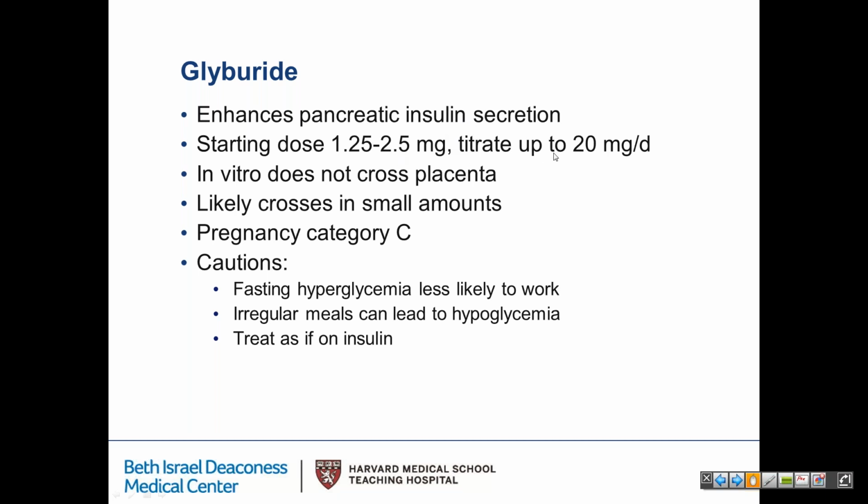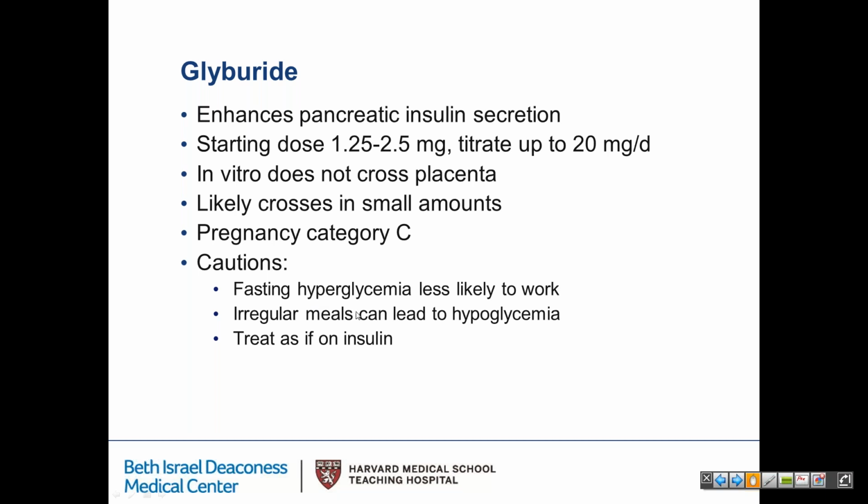These are the starting doses and that's the max dose. In vitro, it doesn't cross the placenta, but in vivo, it may cross in small amounts, and more recent data has suggested even as much as 70% crosses the placenta. So it's considered a category C, and I think there are a lot of cautions with using Glyburide.